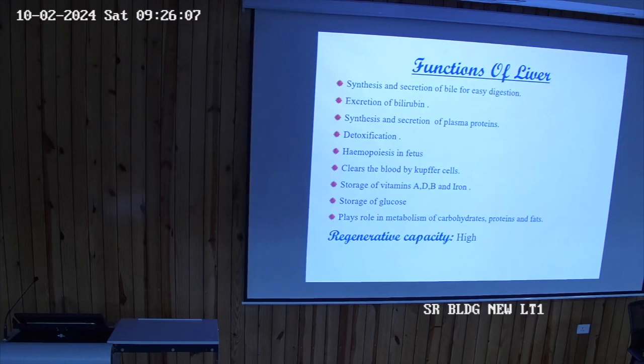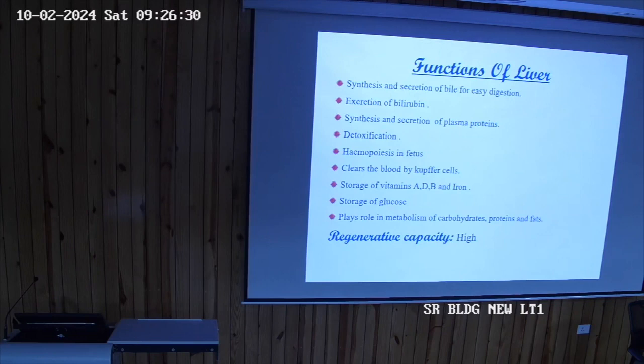So the functions are excretion of bilirubin, synthesis and secretion of bile, synthesis and secretion of plasma proteins, storage of glucose, and detoxification of drugs and toxic products. These are some of the functions of liver. The important function the liver plays is metabolism, of all carbohydrates, lipids and fats. So it is an active organ.